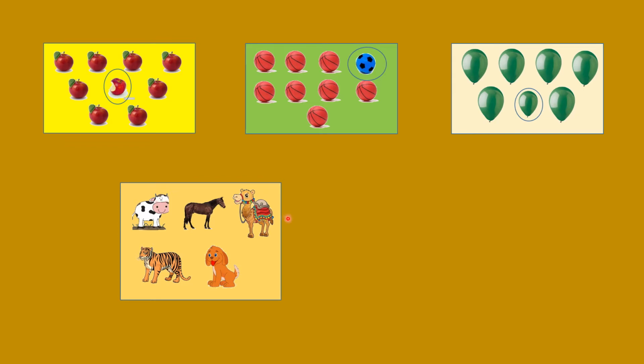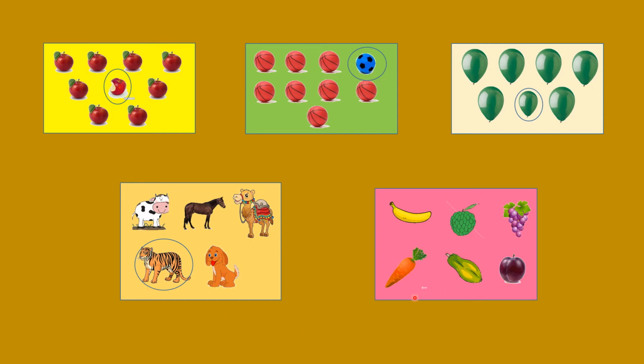Now here is a picture of animals. Can you tell me which is the odd one out? Think properly, children. Cow, horse, camel, tiger, dog. The odd one out is the tiger. And you know why, children? Because all the other animals are domestic animals. Only the tiger is a wild animal. And that is why it is the odd one out.